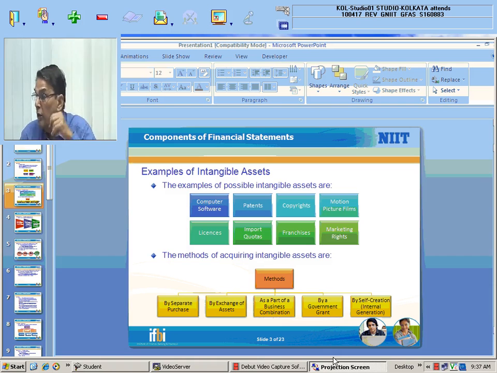But whatever be the mode of acquisition, whether it is by separate purchase or by exchange of assets, or acquired as a part of a business combination, or acquired by a government grant, or acquired through self-creation, it must meet the definition and recognition criteria. Definition we have already discussed, then we'll come to the recognition criteria. When can an intangible asset be recognized in the financial statement? That we'll come to. Definition we have already covered in the last slide.